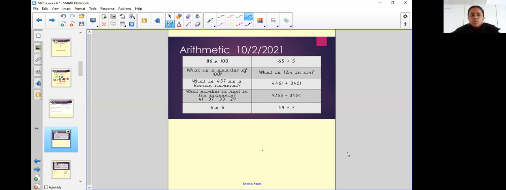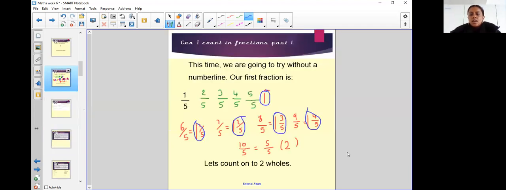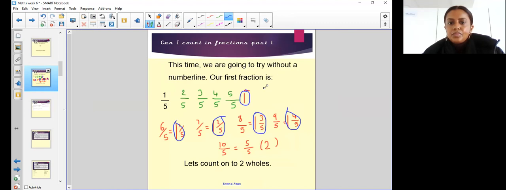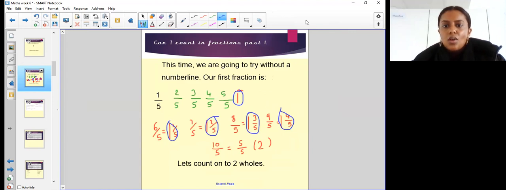Before you start your learning, I just wanted to go back to yesterday's lesson to go over some of the things which I don't know if I had explained well enough to everybody. One of the questions which came up was to, without using a number line, see if we can write the next fractions all the way up to 2 wholes. So we started off with 1/5.